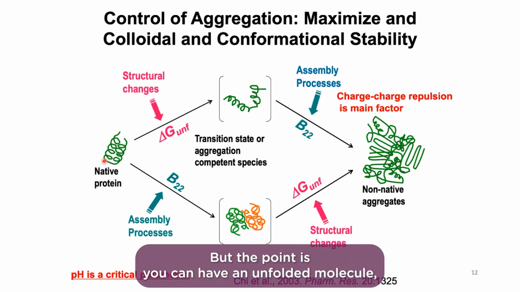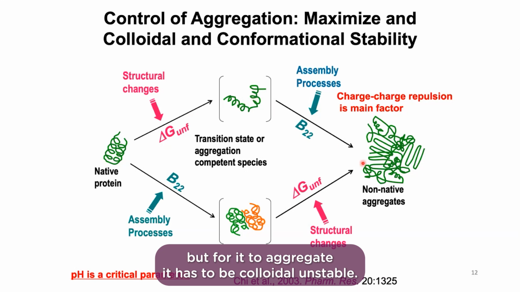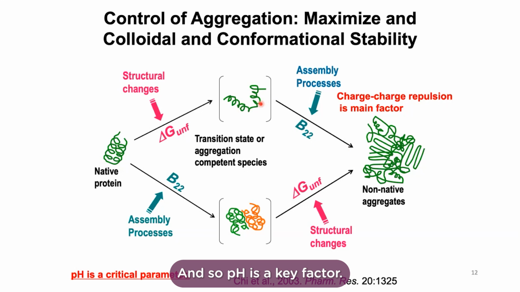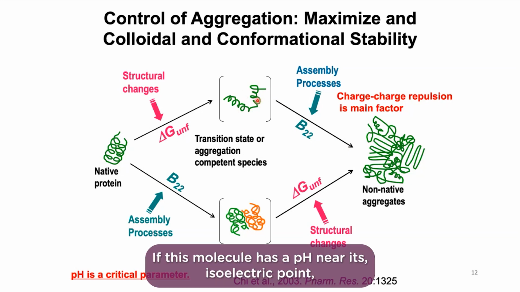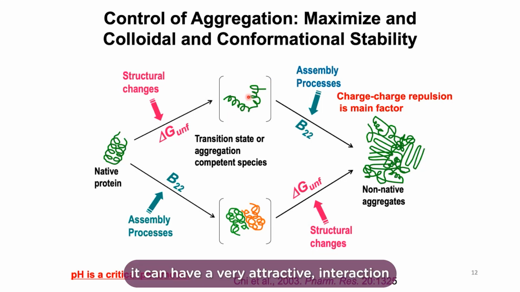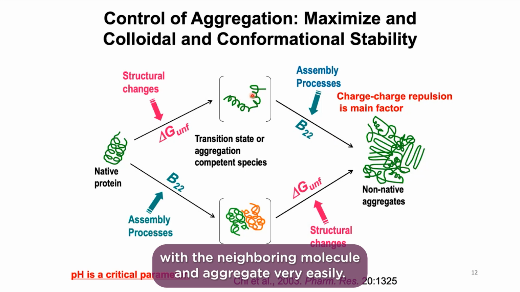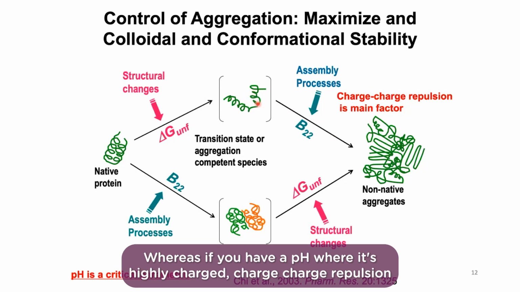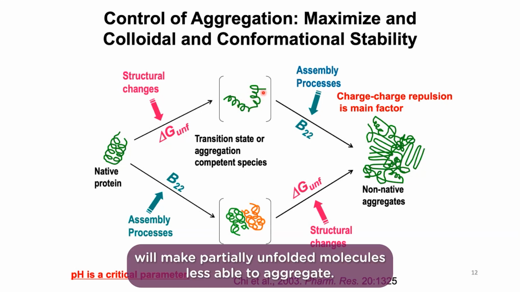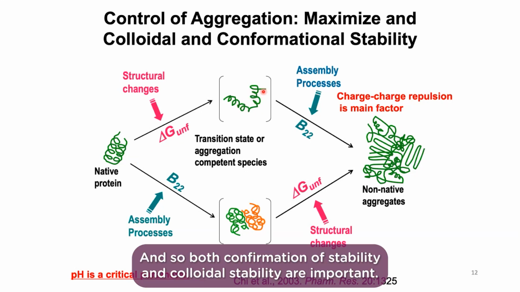But the point is, you can have an unfolded molecule, but for it to aggregate, it has to be colloidally unstable. And so pH is a key factor. If this molecule has a pH near its isoelectric point, it can have a very attractive interaction with the neighboring molecule and aggregate very easily. Whereas if you have a pH where it's highly charged, charge repulsion will make partially unfolded molecules less able to aggregate. And so both conformational stability and colloidal stability are important.